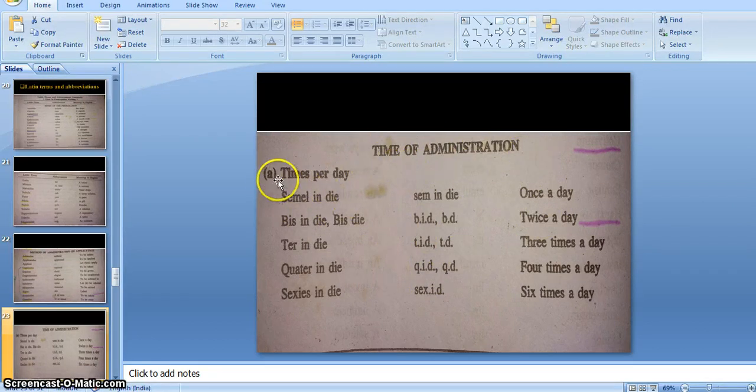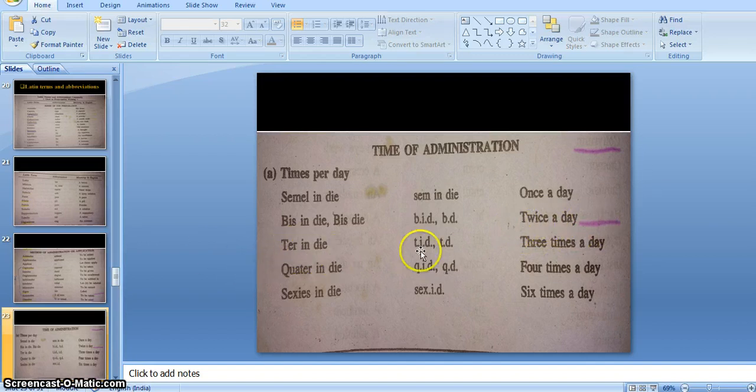Okay, first is time per day, right? Semel in die, that is once a day, means that particular written tablet should be taken once a day. Then bis in die or bis die, that is BID, BD, twice a day, means at morning and at night, that is twice a day.